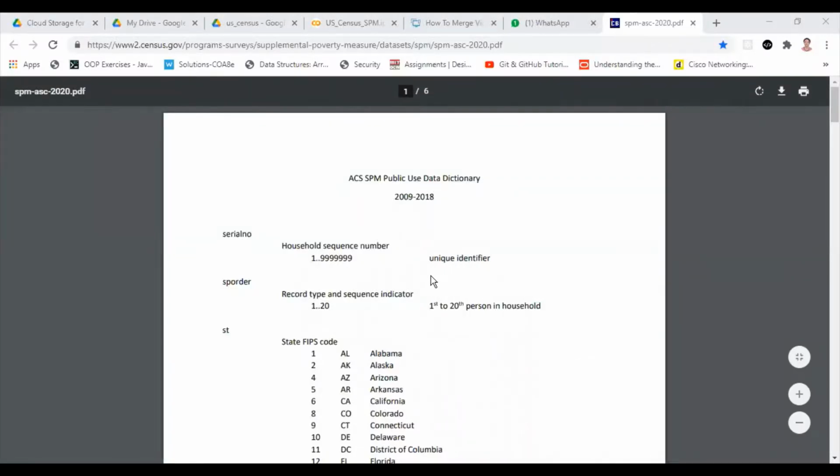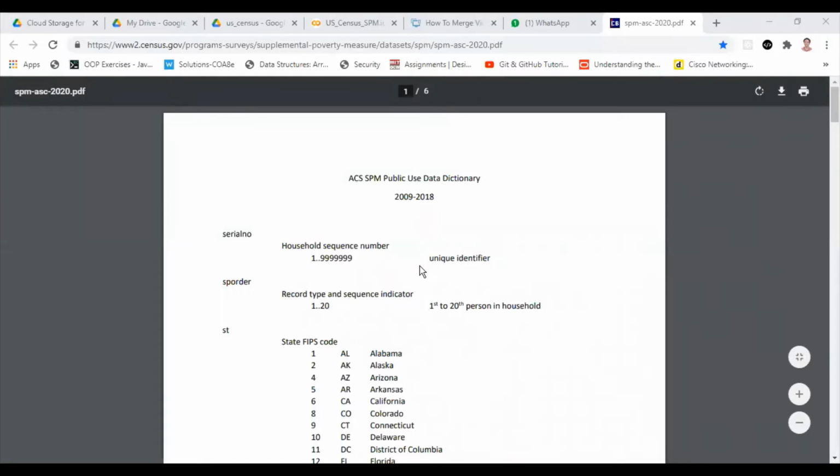In this video, the poverty dataset will be analyzed. This dataset is related to SPM, which is Supplementary Poverty Measure, and this is taken from the US Census Bureau, where SPM stands for Supplementary Poverty Measure. This supplementary poverty measure takes into account several factors while deciding poverty, such as income levels, tax paid, educational levels, and many other factors as well.